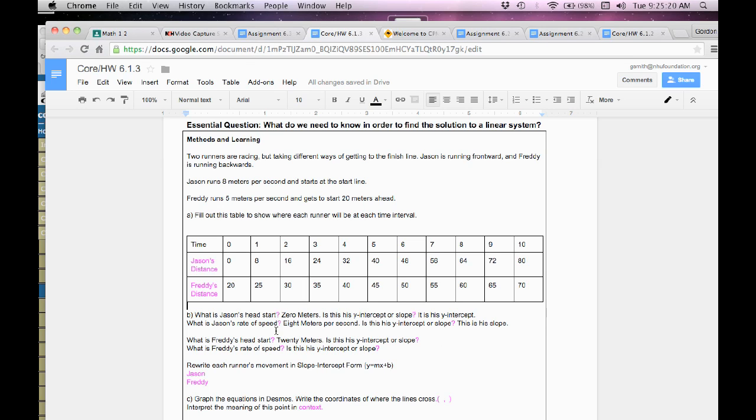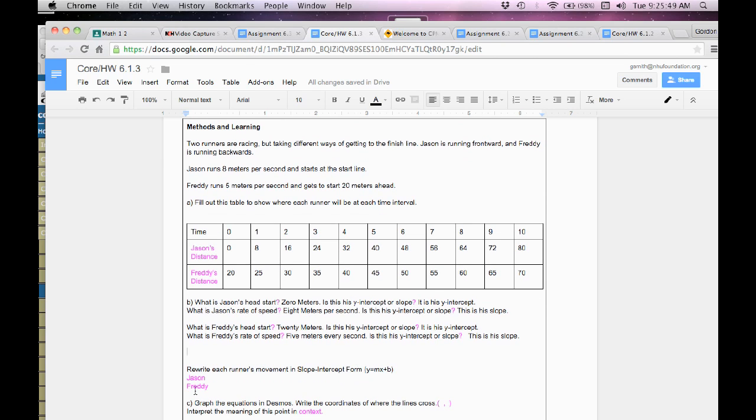What is Freddie's head start? Freddie's head start is 20 meters. Is that his y-intercept or his slope? It is his y-intercept. And what is his rate of speed? Freddie goes 5 meters every second. Is this his y-intercept or his slope? This is his slope, because his slope is a rate.